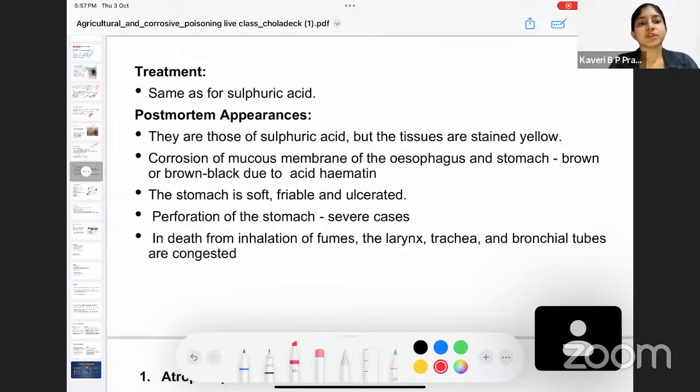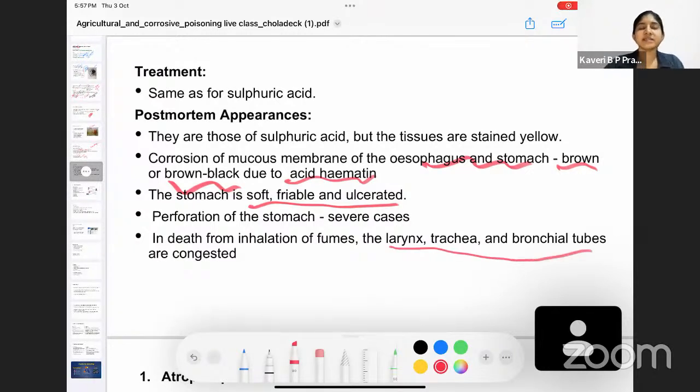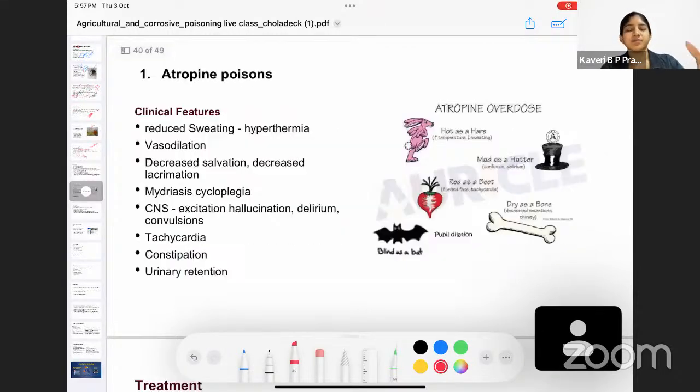And coming to the other postmortem appearances, there is going to be corrosion of the mucous membrane of the esophagus and stomach. It is going to look brown or black color because of the formation of acid hematin. The stomach is soft, friable, ulcerated. Perforation of stomach occurs in severe cases. In deaths from inhalation of fumes, the larynx, trachea, and the bronchial tubes are congested. In any poisoning case, most of the symptoms are seen in the GIT itself, including the glottis, trachea. The RS and GIT symptoms are the predominating ones.